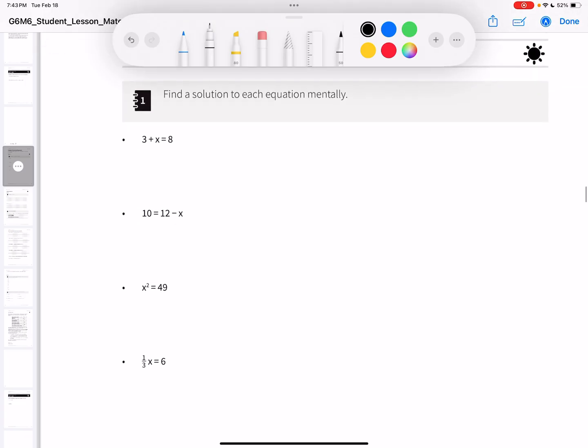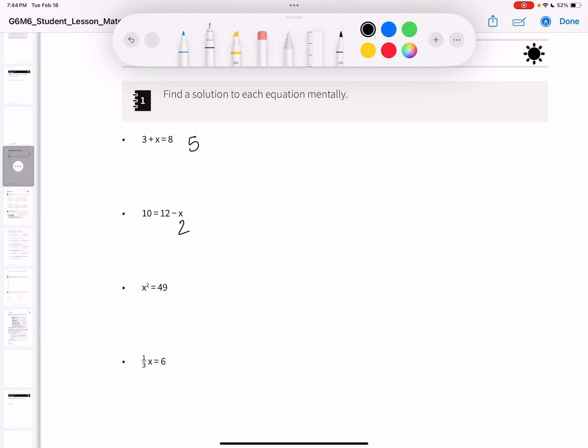Find a solution to each equation mentally. So 3 plus x equals 8. Well, I would do 8. The opposite operation is subtraction, so I'd do 8 minus 3, which would get me 5. So I'd look at 10 equals 12 minus x. Well, I can look at that and say 10 to 12 is 2, so I'd have to take away 2 to get to 10, right?